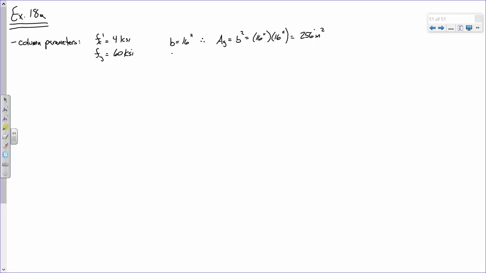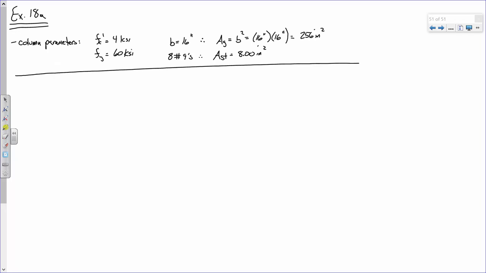Now we've got 8 number 9s, and that means our reinforcement is just 8 square inches. But that was sort of given to us. That's pretty simple. Okay. Now, like I said, the computation of design capacity is pretty simple. Okay, so our phi value and our alpha value, what are they going to be for this problem? 0.65 and 0.8. So phi is 0.65 and alpha is 0.8.